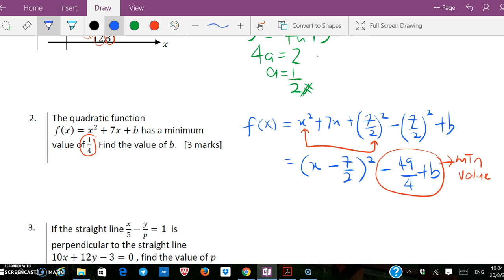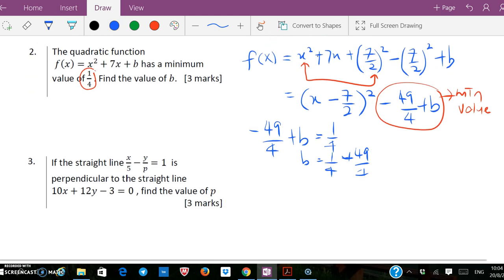We can see that negative 49 over 4 plus b is 1 over 4. So b is 1 over 4 plus 49 over 4, which is 50 over 4. b is 25 over 2. That's all for question number 2.